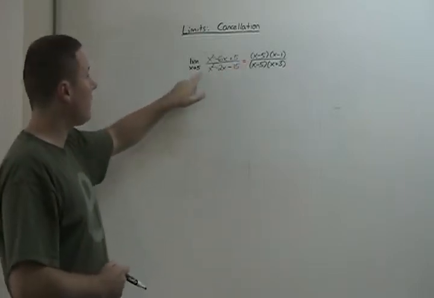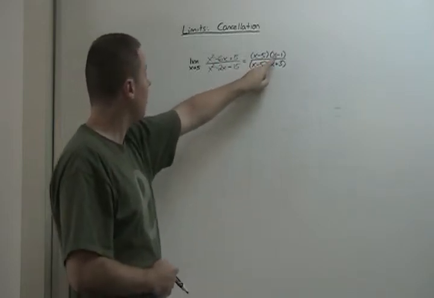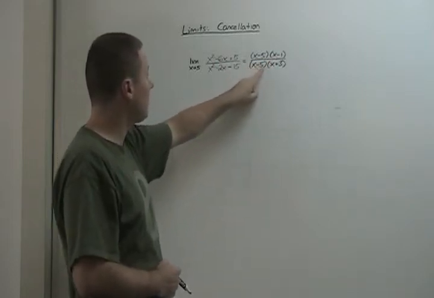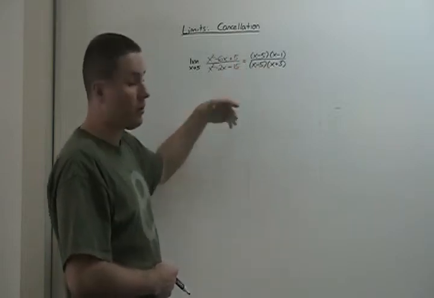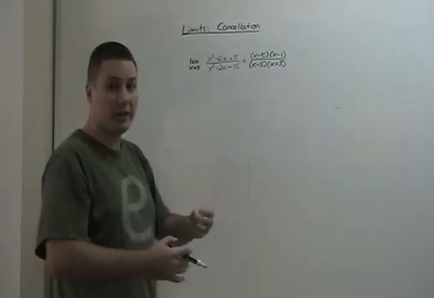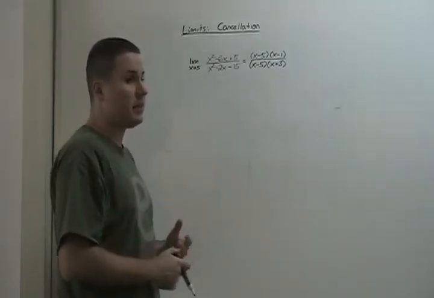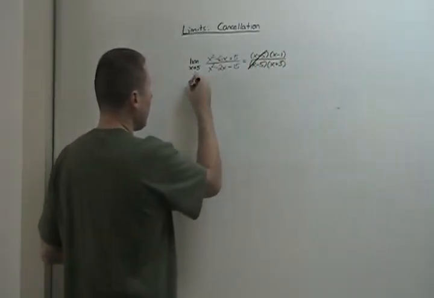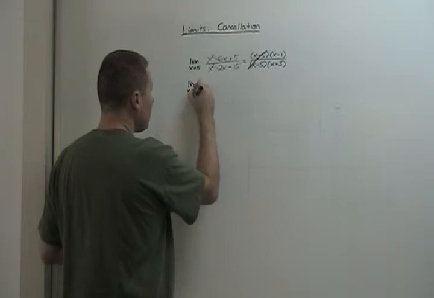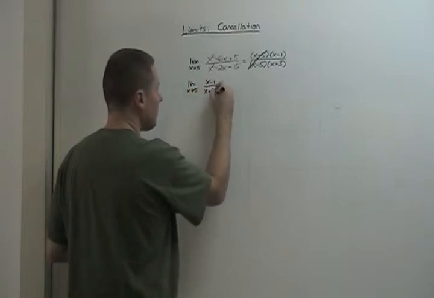If you plug 5 into this reduced form, you're going to get 0 over 0, and then 4 over 8. But notice that 0 over 0, that's what we got over here. The zeros kind of dominate the landscape. So if we want to make sense of this, we need to cancel. And we get limit of x goes to 5 of x minus 1 over x plus 3.